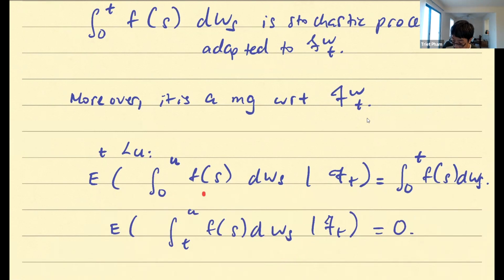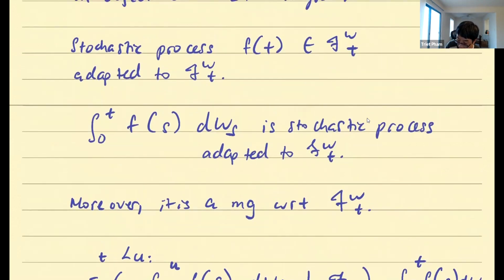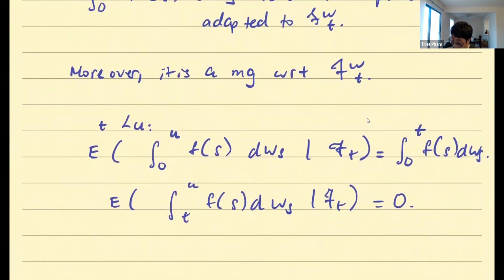This is remarkable in the sense that I did not say what this investment scheme is. As long as it doesn't cheat, as long as it doesn't look into the future. There are some other conditions, like it cannot be unbounded, that kind of thing. Let's not get into the technical details. But the point is, if you don't cheat, you don't know the future behavior, then this equation says on average, you don't expect to gain anything from the martingale.